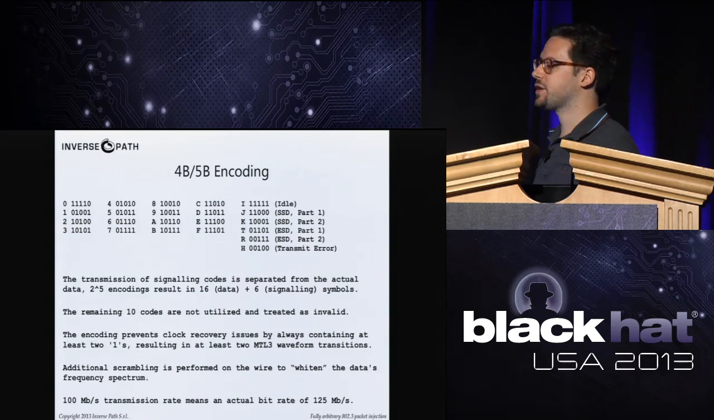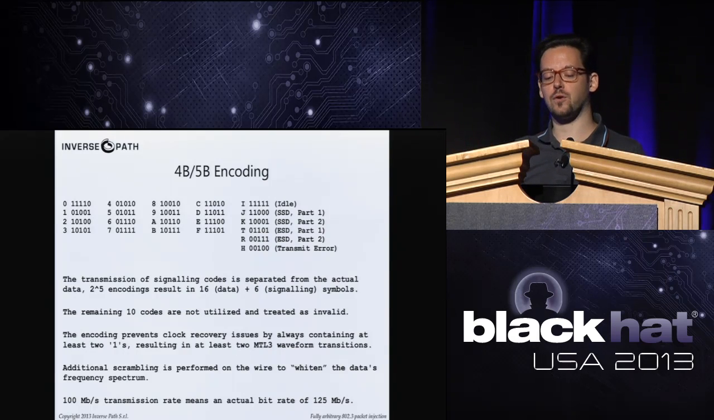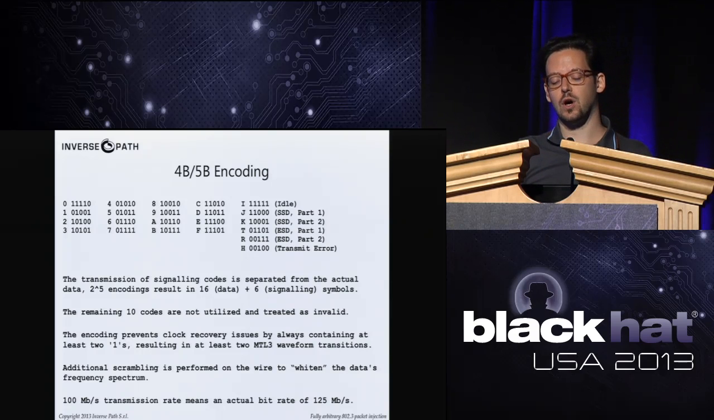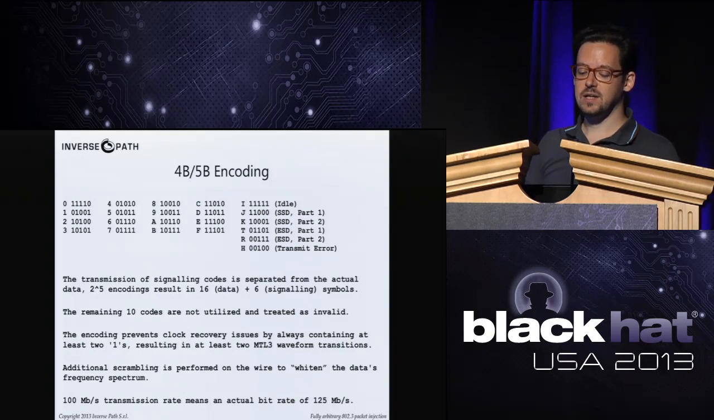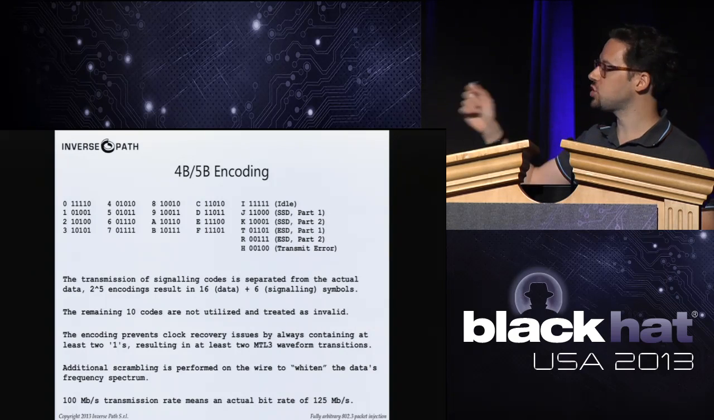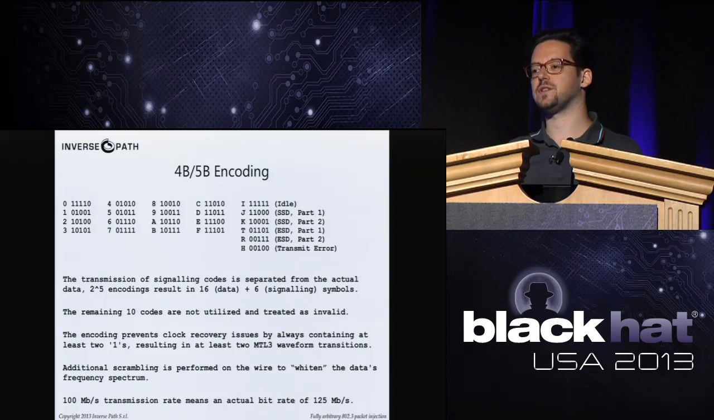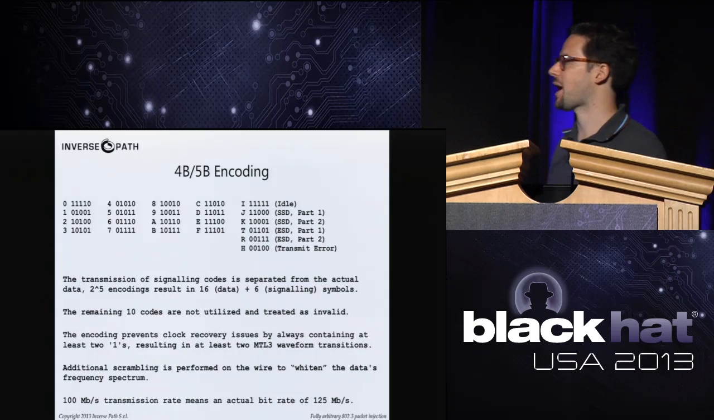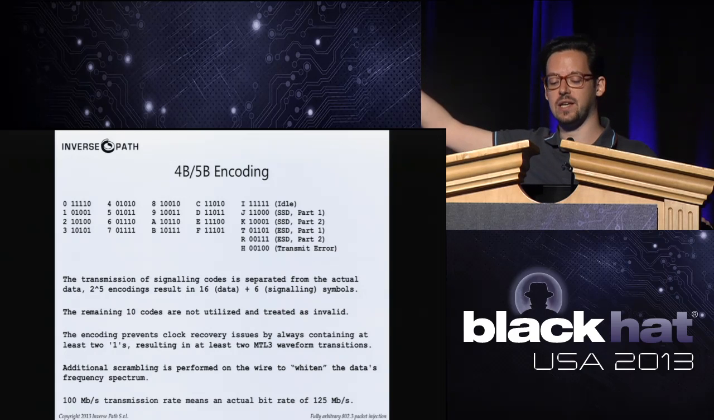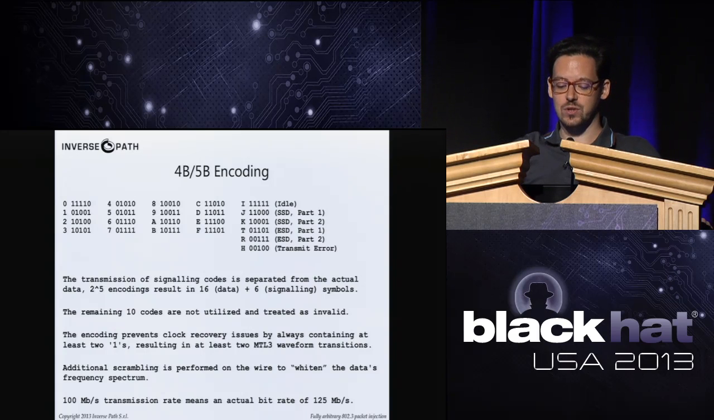So the way the signaling codes are transmitted, there's something called the 4-bit to 5-bit encoding. This is done for many reasons, but also to add additional signaling symbols that you cannot send within the payload of the packet. So we can see that 4 bits are actually encoded using 5 bits, and that we have additional symbols that are not part of the standard hexadecimal values that you can put in a MAC frame. So we have from 0 to F, and then we have additional symbols I, J, K, T, R, and H, which are the actual signaling codes used within the packet.